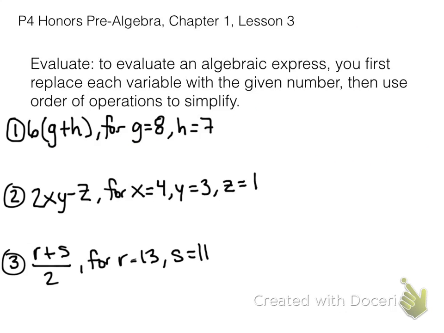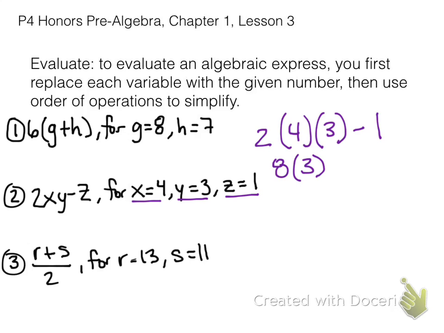Next example problem, we've got 2 times x times y minus z. Well, x is 4, y is 3, z is 1. So I've got 2 times 4 times y, which is 3, minus z, which is 1. Alright, so 2 times 4 is 8. 8 times 3 is 24. 24 minus 1 is 23. There we go. And don't forget to box your answers. Alright, ready for the next example problem?